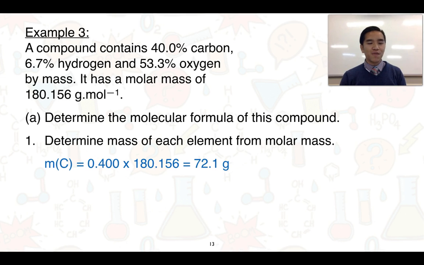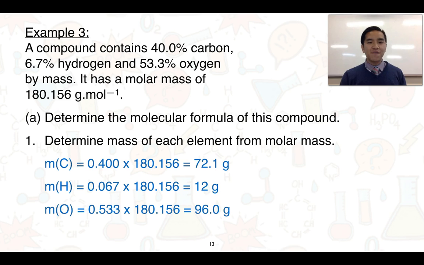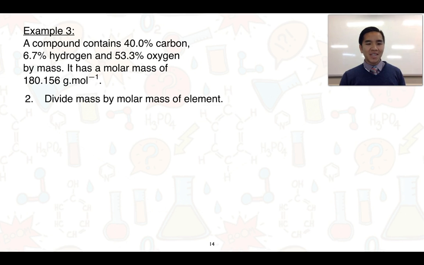Let's do the same thing for hydrogen. So use its percentage composition, change it into a number, multiply it by the molar mass, and in 1 mole, 12 grams is made up of hydrogen. And finally, with the oxygen, do the same thing, and we find out that 96.0 grams of 1 mole of this compound is oxygen. So you might expect that if you add all these numbers up, it should just equal this molar mass itself. The second step is then to divide these masses that we've determined by the molar mass of each element, which we can get from the periodic table.